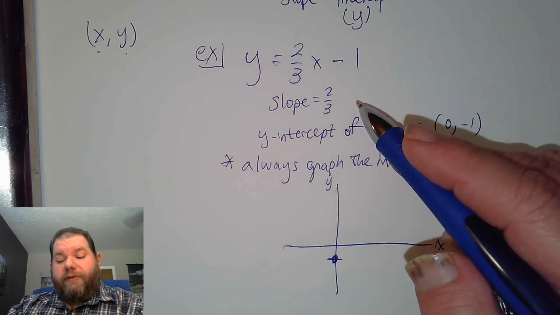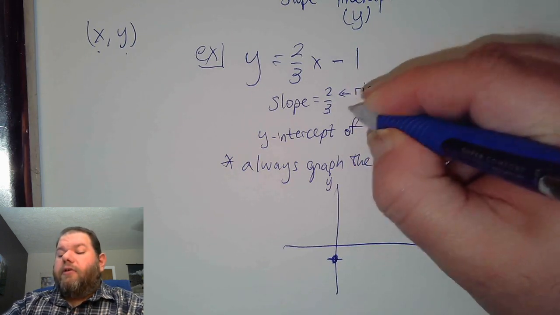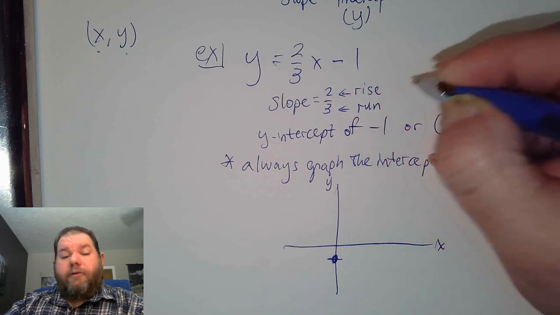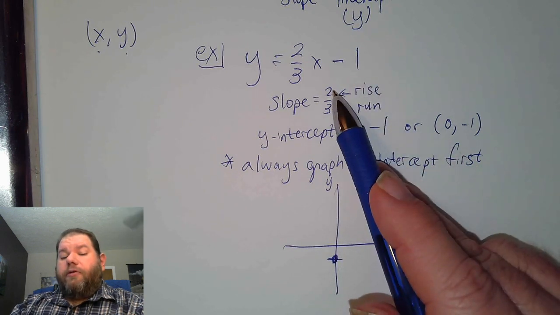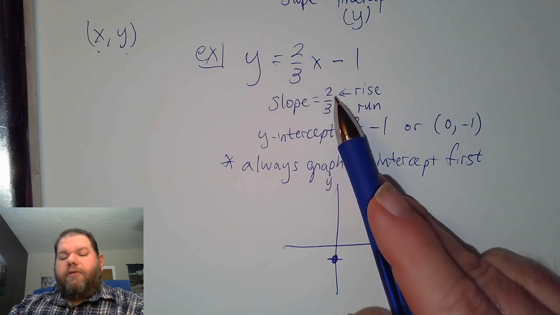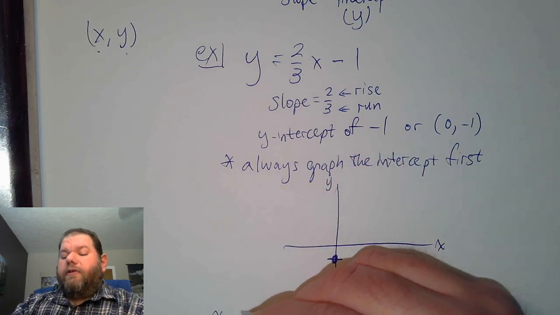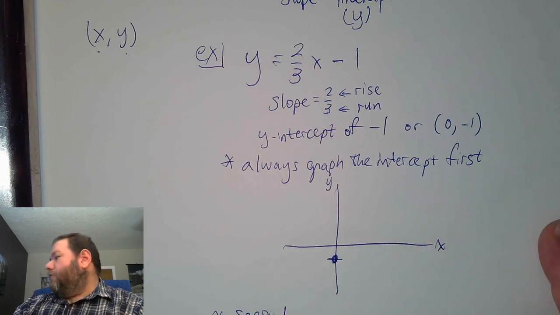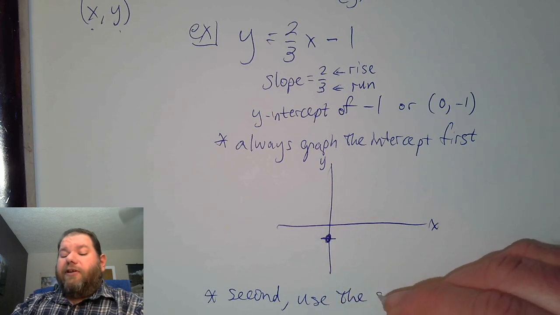Now we have to figure out how to use the slope. Our slope 2/3, again, this is rise over run, as we talked about. So from this point, if we rise by 2 and then have a run of 3 horizontally, that should get us to another point that's on the graph of this line. So our second step, after we've plotted the intercept, is to use the slope to get a second coordinate.